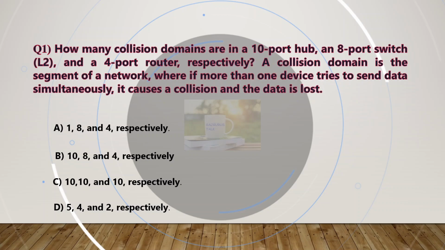Generally, a router has a separate broadcast and collision domain per port. A switch has a per-port collision domain with a single broadcast domain. A hub has a single collision and broadcast domain. So therefore, the options are 1, 8 and 4 respectively.